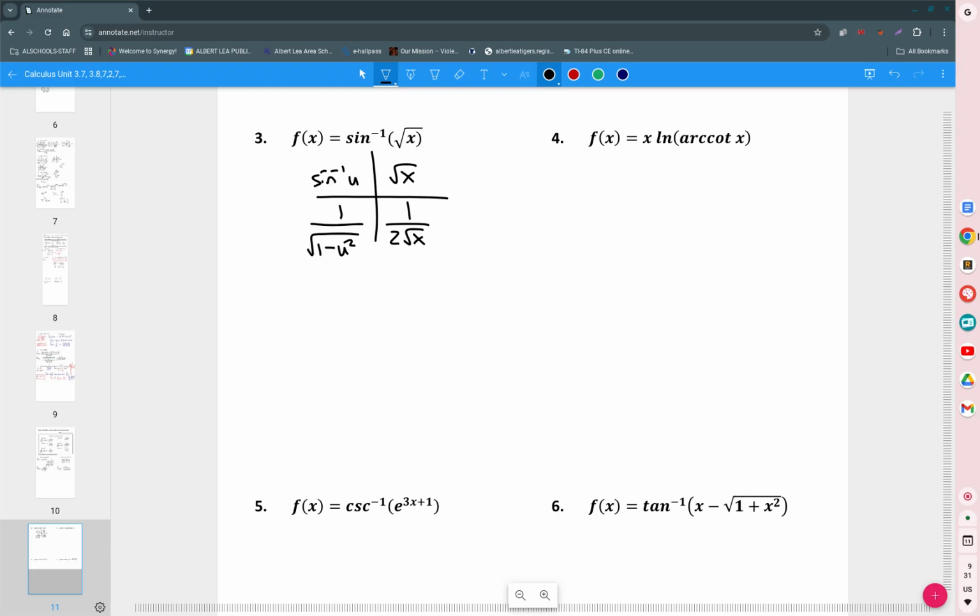You plug in the square root of x for u and you get 1 over 2 roots of x times the root of 1 minus x. And if you'd like to multiply that x through, you can, but you don't have to. You get 2 over the root of x minus x squared.